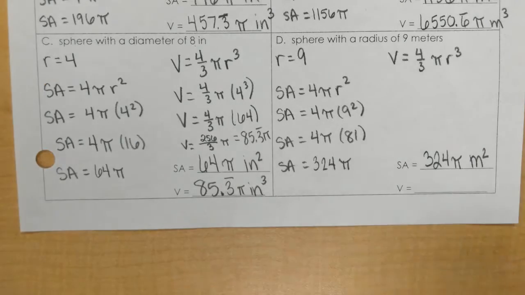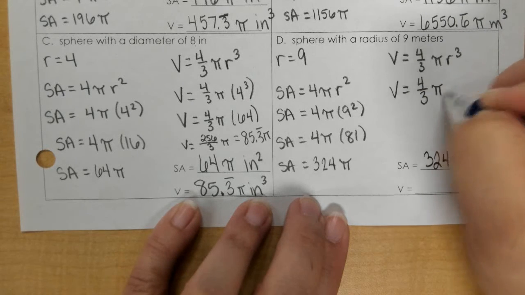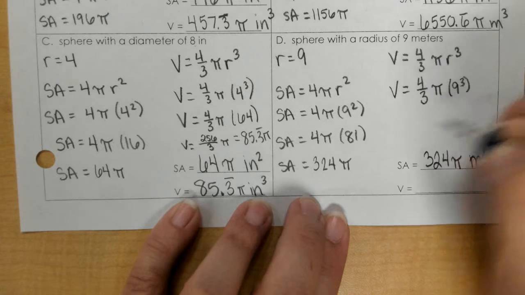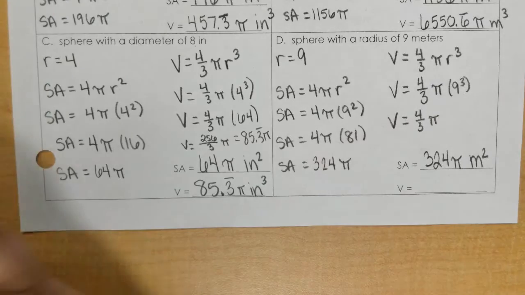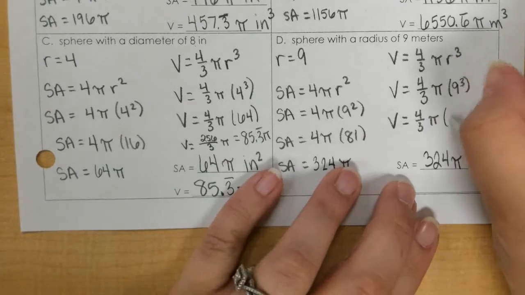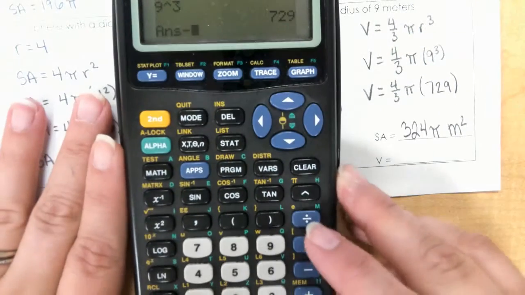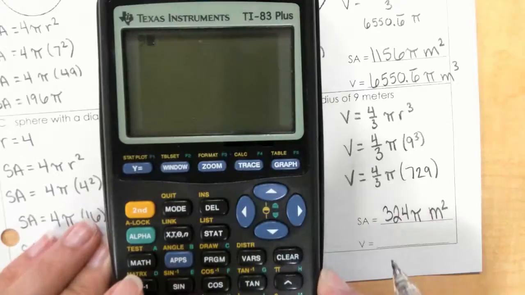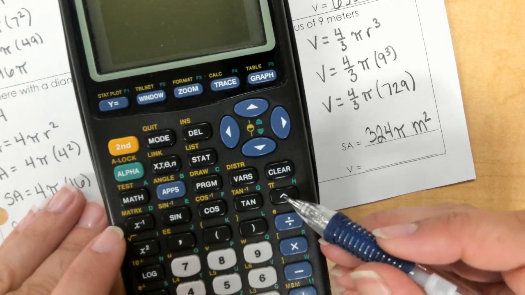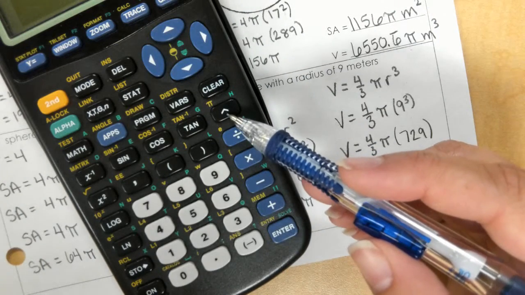Okay, for volume, we have 4/3 pi. R is 9. So 9 to the third power is 729. And if you are not sure, on the graphing calculator, if you wanted to find that easily, you would do 9, this button right here. It's called a caret button, so you click that, and then the third power, and it would give you the number. Okay, so this little button allows you to do any exponent that's bigger than 2.